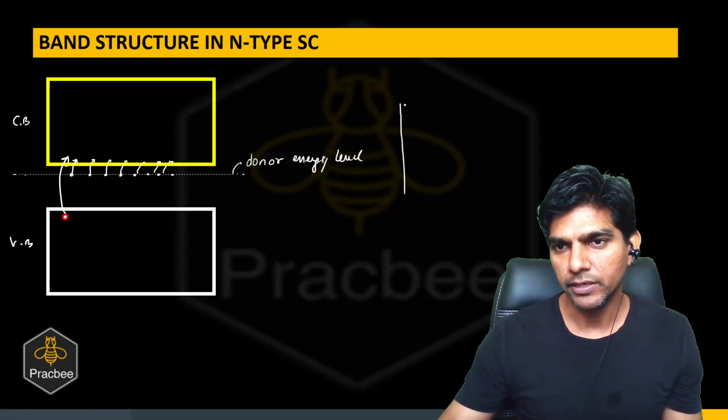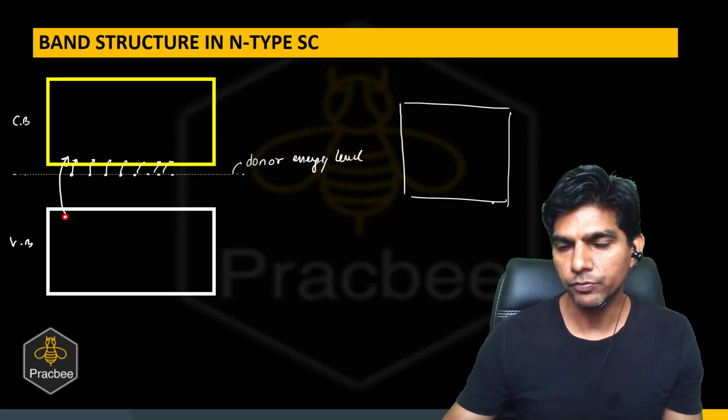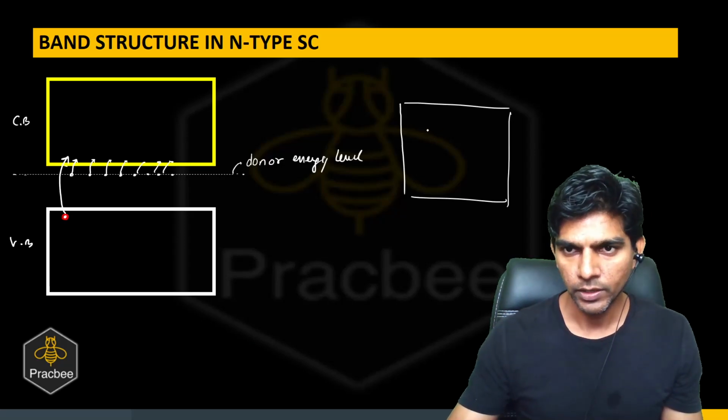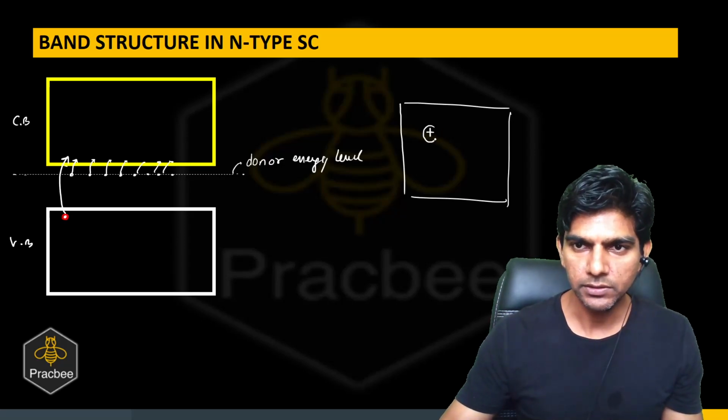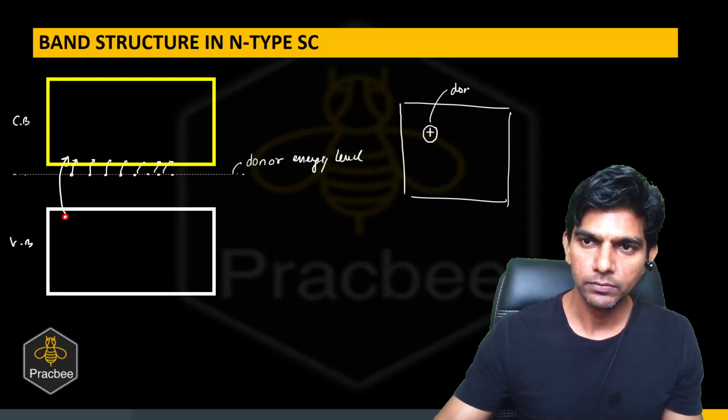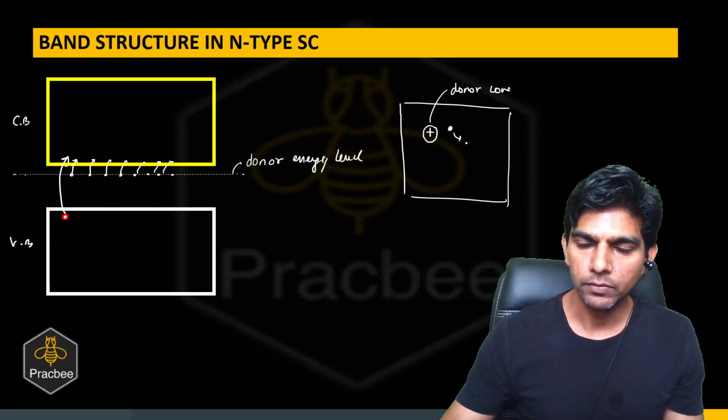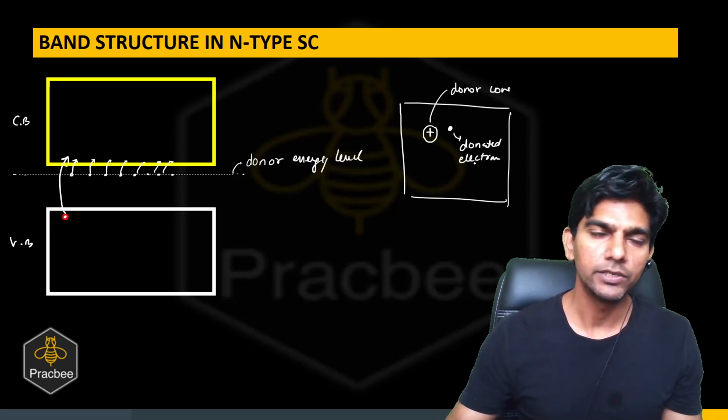Suppose this is our n-type semiconductor, and we can say when the phosphorus loses an electron, it will become positively charged. So this is known as the donor core, and I can also show an electron, which is the donated electron. Like this we can show.